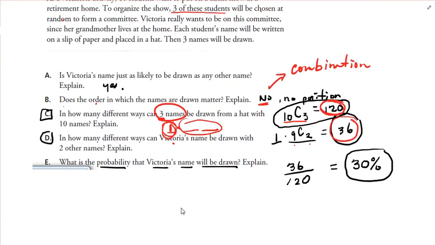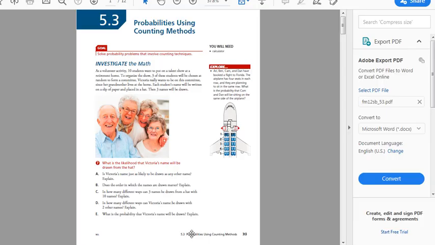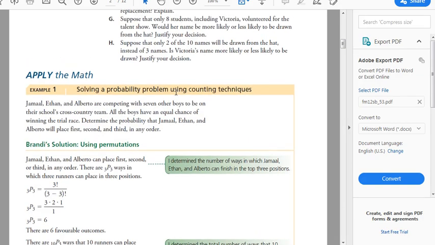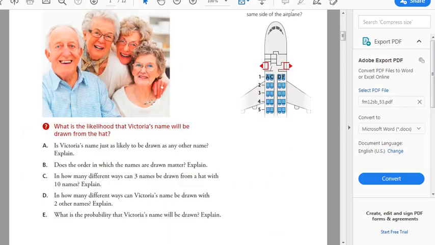Okay, so did you try the reflecting questions? Did you say you had trouble with the reflecting questions? Okay, so you kind of got your, yeah, go ahead. Okay.